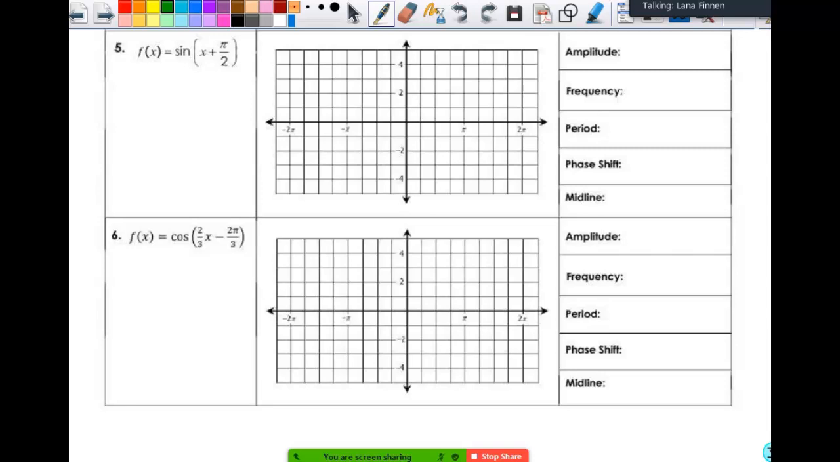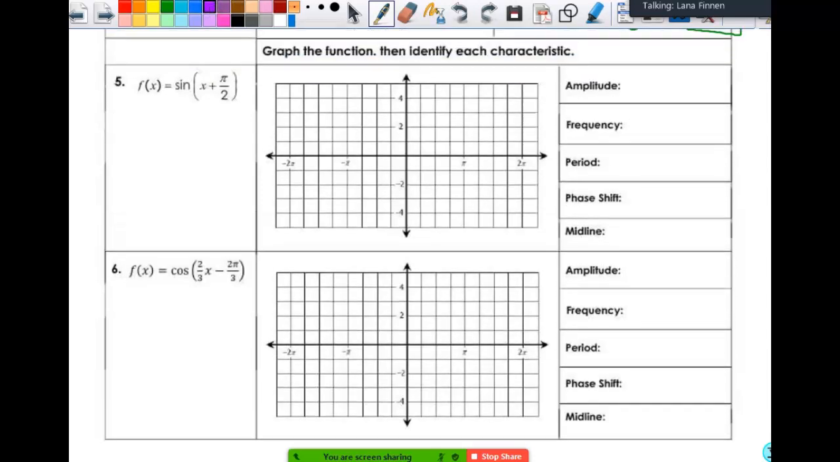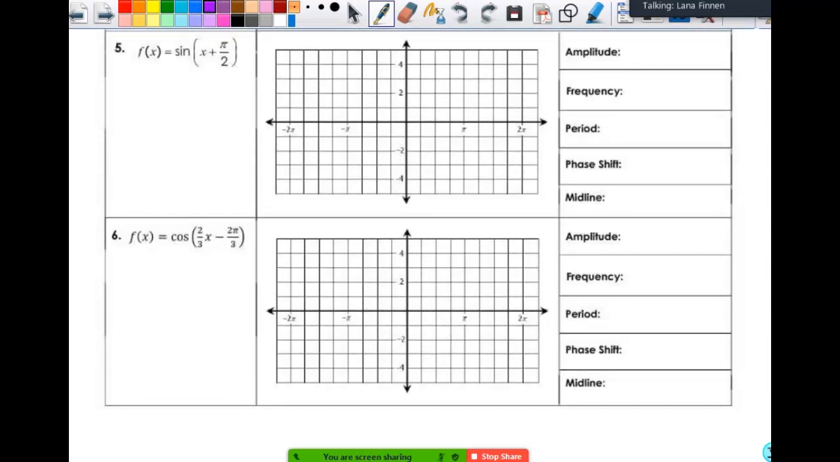All right, so let's look at number 5. We're going to graph this, and the only thing this one has is a phase shift, but we're still going to fill all this stuff in here. I left the directions weird, graph it, then identify, but really you have to do this first. So our amplitude is 1. Our frequency, which is B, is 1, because there's not a B there. The period, since the frequency is 1, is 2 pi. My phase shift, which direction am I going? Left. So I'm going to go to the left pi halves, and my midline is y equals 0.